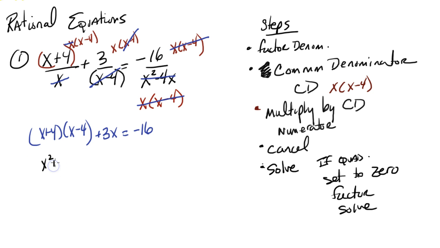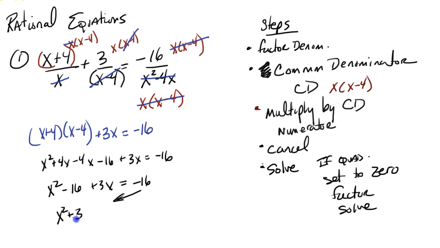So I get x squared plus 4x minus 16 plus 3x equals negative 16. These 4x's cancel, so I get x squared minus 16 plus 3x equals negative 16. Set it to 0, bring this over. So you get x squared plus 3x equals 0. The 16's cancel. So now I've got to solve this. I'm going to factor. I take out x, and I have x plus 3. Keep solving. I got x equals 0 and x equals negative 3.